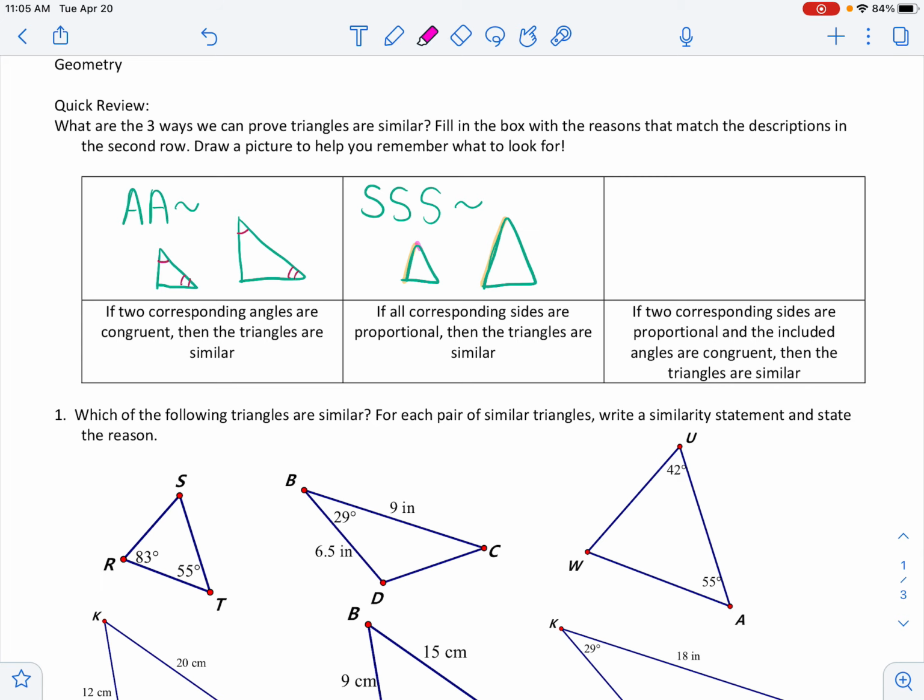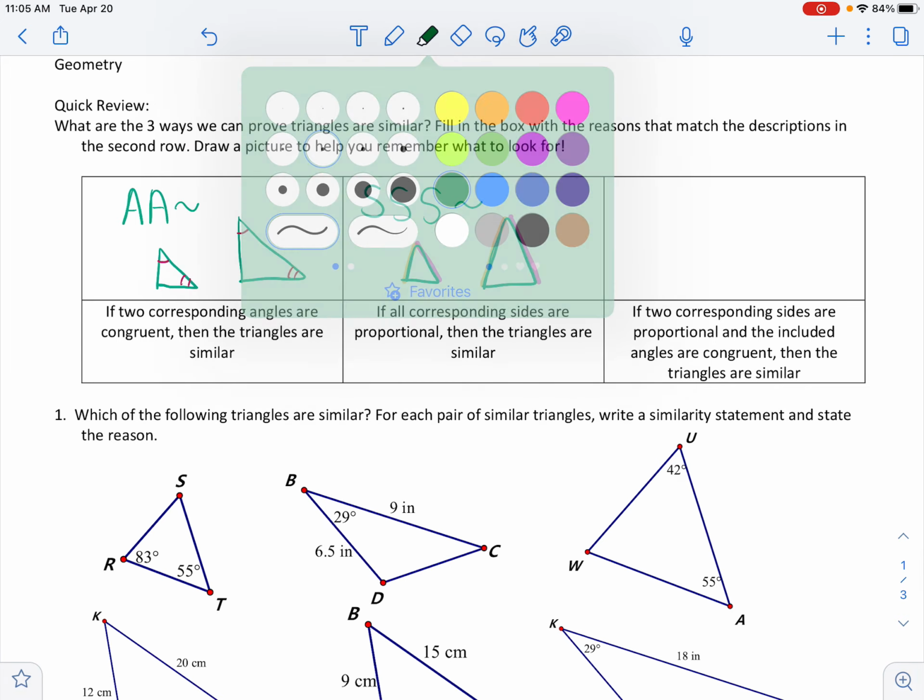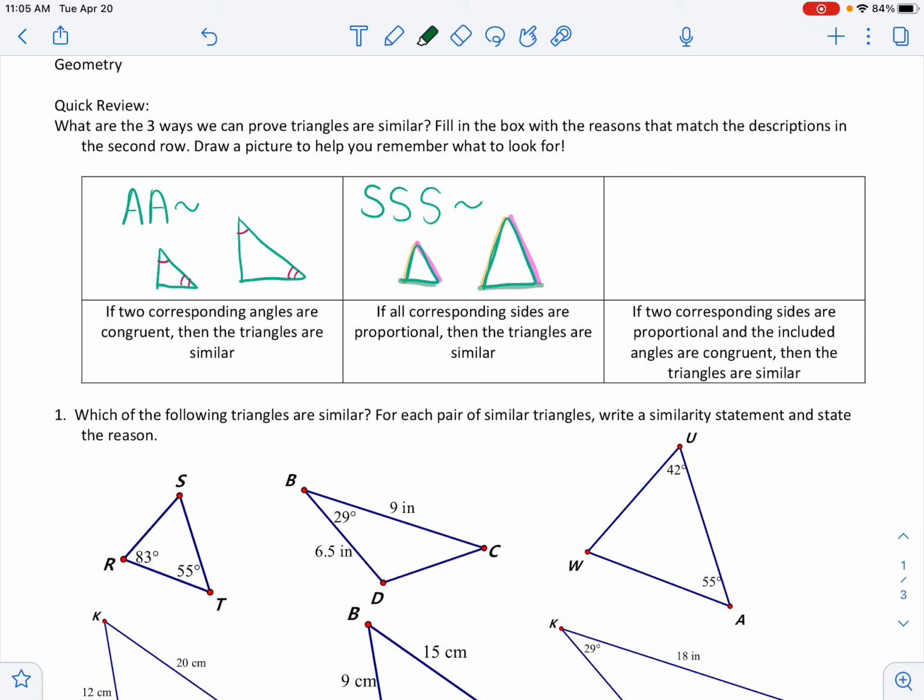So let's say those sides are corresponding, these sides are corresponding, and these sides are corresponding. Those are the ones that you would want to be proportional. And you'd have to show that all 3 proportions are exactly the same. In the last one, it says 2 corresponding sides are proportional and the included angles are congruent. Then the triangles are similar. And this is what we call side, angle, side similarity.